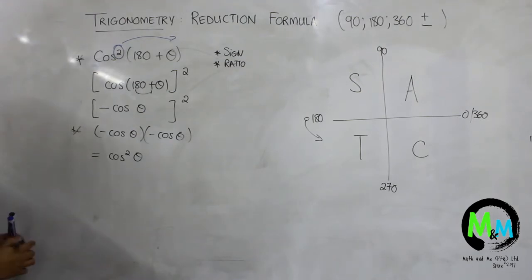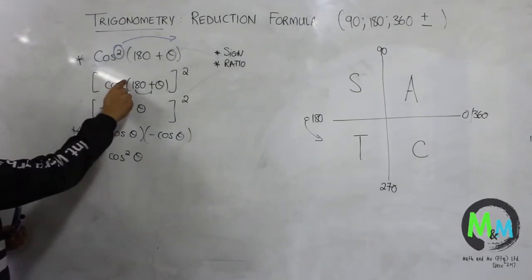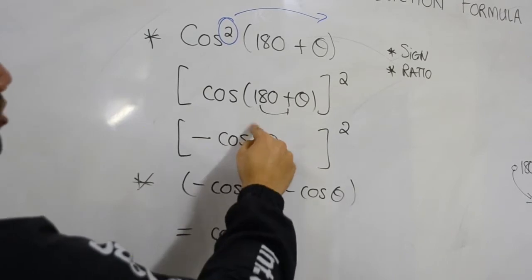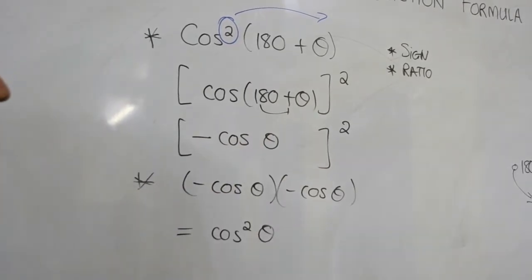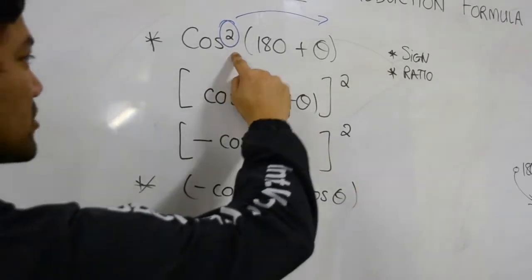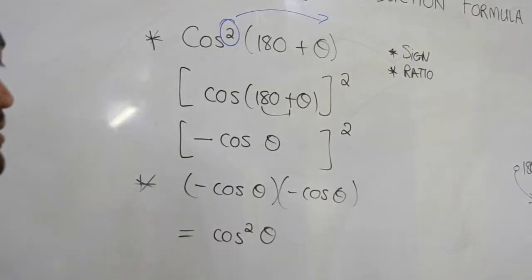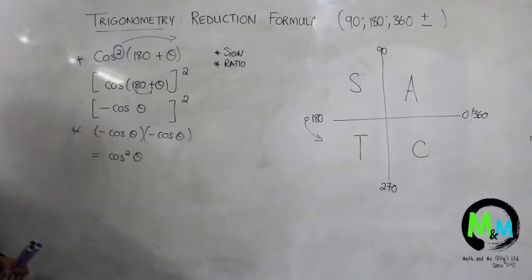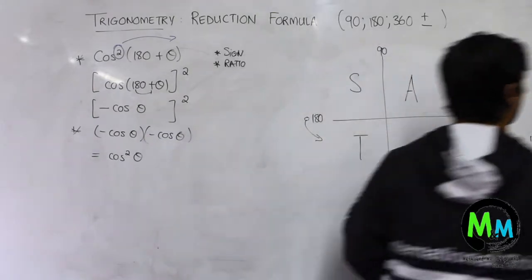So the mistake some of you make is that you carry down the squared and then you'll write it as negative cos squared theta, which is not obviously correct. So just a tip, when you have a square, move it to the outside. I promise it'll make life so much easier for you. Right, so that's the first example.